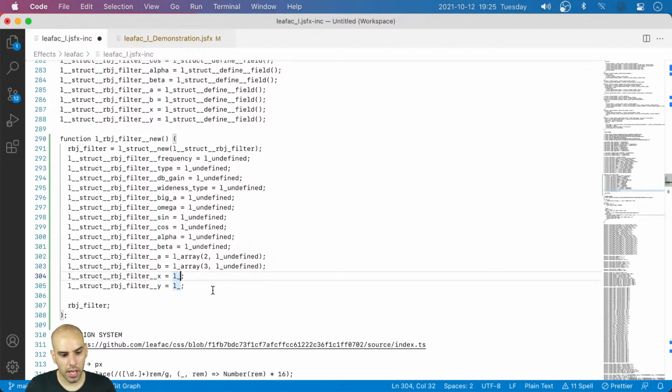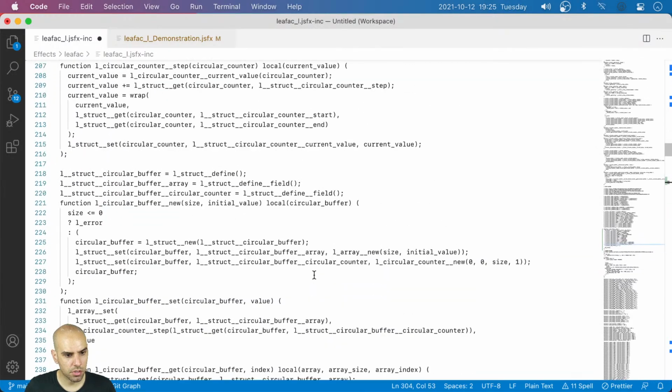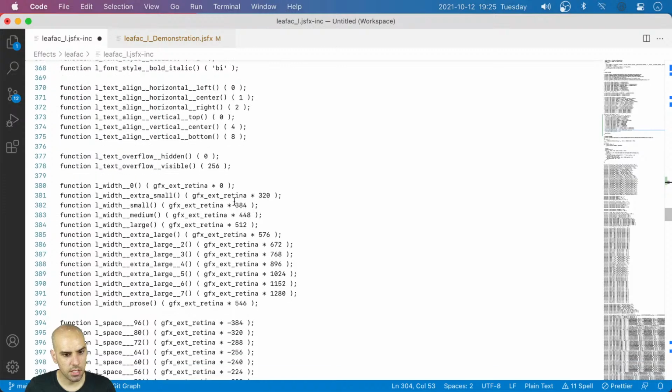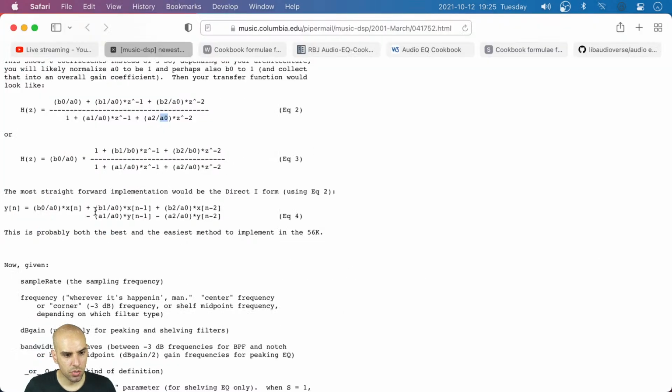Then for X's and Y's, they're going to be circular buffers. And I believe I have to say something like __ new for this to work, right? Yes. So I have to pass for the circular buffer the size and the initial value. That's easy. Same as an array. So the size of the X array, or circular buffer, will be three positions. We need to store the current, the previous, and the previous to previous. Or do we even need to store the current? I don't think so.